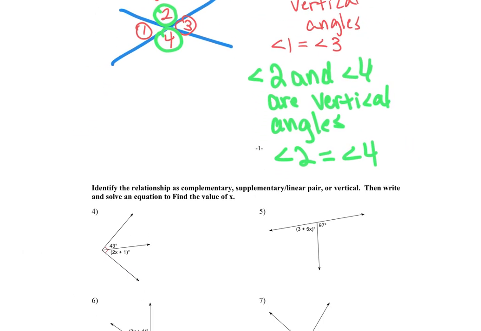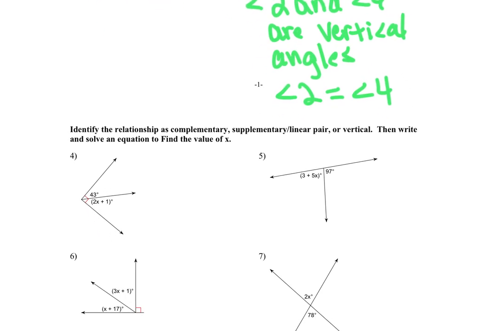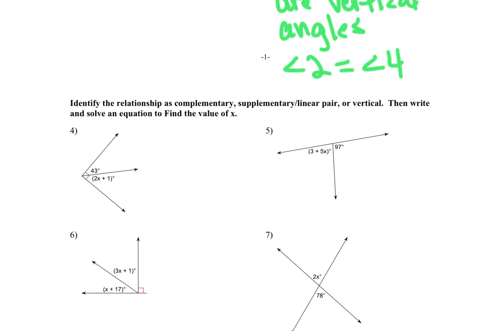Okay, so what we're going to do is go through some examples here and talk about how to classify them first by their relationship, and then we are also going to talk about how to set up the equations. And again, just like yesterday, we'll talk about how to set up the equations, but we will not actually solve them out. On your homework, you're going to have to actually solve them out to find x. Okay, so our directions up here say identify it as complementary, supplementary, linear pair, or vertical.